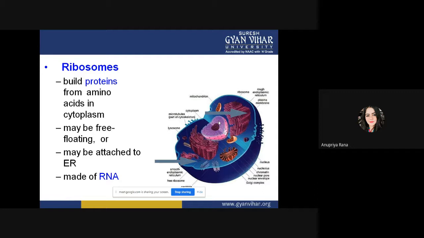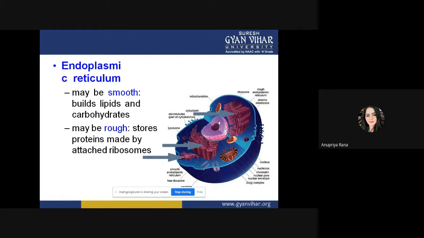Whatever proteins they will be building is done by the RNA molecule, which takes its coding from the DNA molecule, which has the information. Now, the endoplasmic reticulum may be smooth if ribosomes are not present on its surface, so it can be the smooth one. But if ribosomes are attached to it, it can be the rough one.